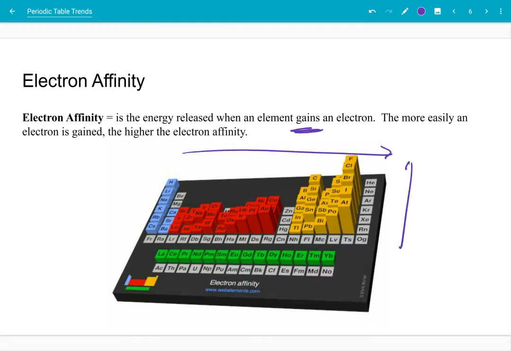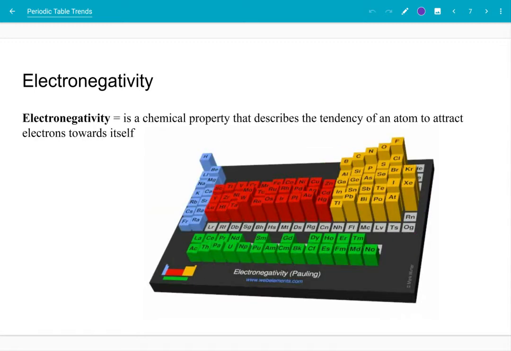So it's going to have a similar, if we generalize it, increasing in this direction. However, notice that the noble gases don't do anything. You have more exceptions. But in general, we're going to say it increases electron affinity in this way, and that is gaining an electron. Okay, next trend is electronegativity. We're going to come back to this one a lot. It is a chemical property that describes the tendency of an atom to attract electrons. So what you'll find is fluorine is super electronegative, and it's going to pull its electrons towards it.